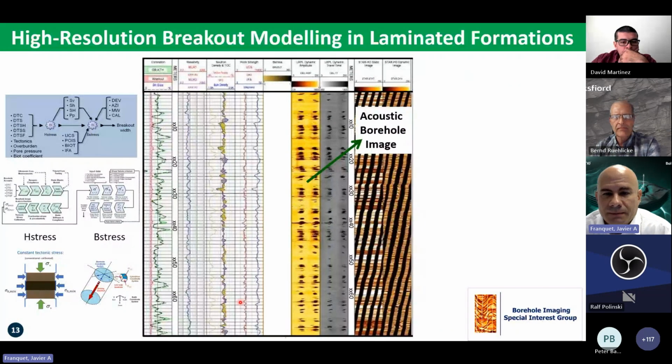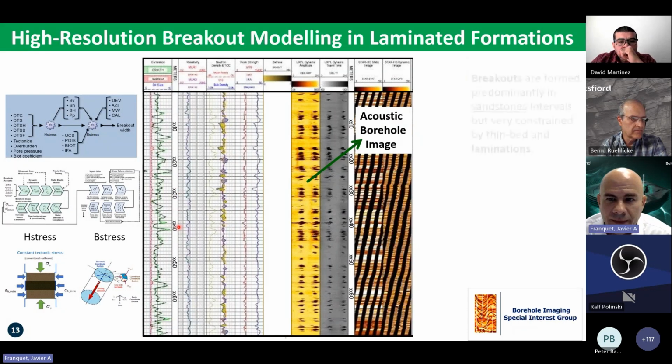So this is an example in the Middle East. It's a tight sand type of reservoir. Very clear breakouts. I mean, there are many breakouts, as you can see. This is about 10 meters, to give you an idea of the scale.